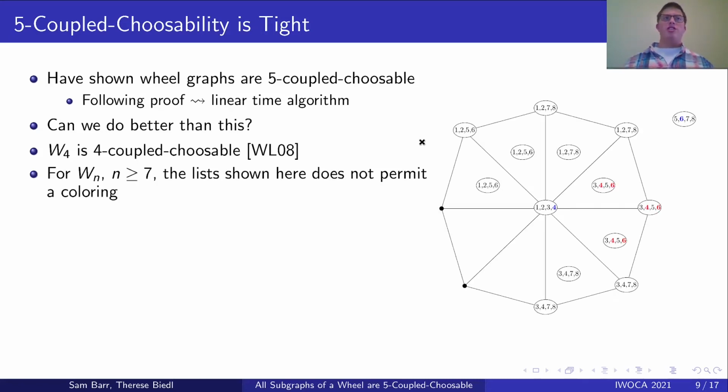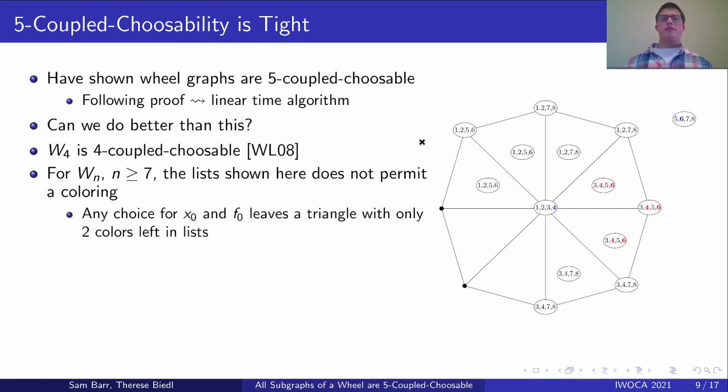For wheel graphs on at least 7 vertices, the lists shown here on the right do not permit a coloring. Any choice of colors that we could pick for x0 and f0 leaves some triangle with only 2 colors left in their lists. Here on the right, we've chosen 4 for the center vertex and 6 for the outer face. And here, these 2 faces and this vertex all have 4 and 6 removed from their list. After we've done that, they all have the list 3, 5, and because all these 3 elements are adjacent, it's impossible to color them from there.